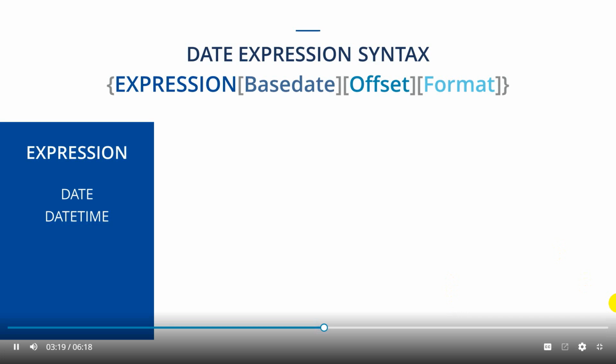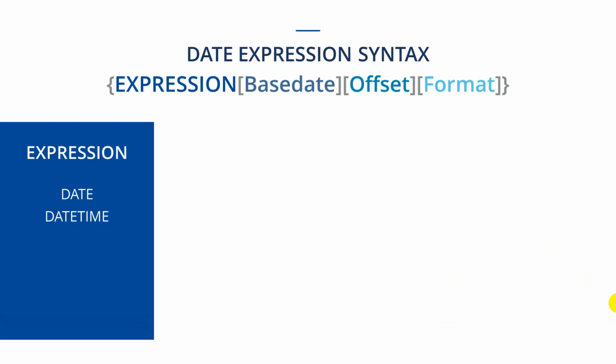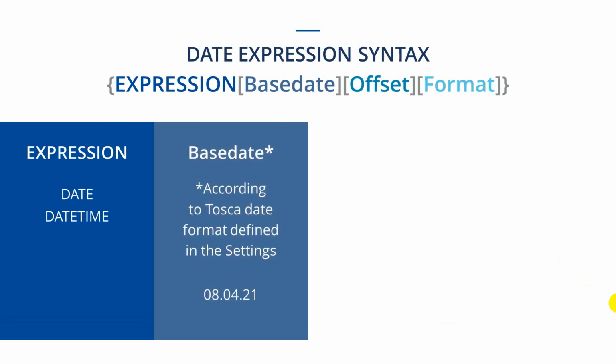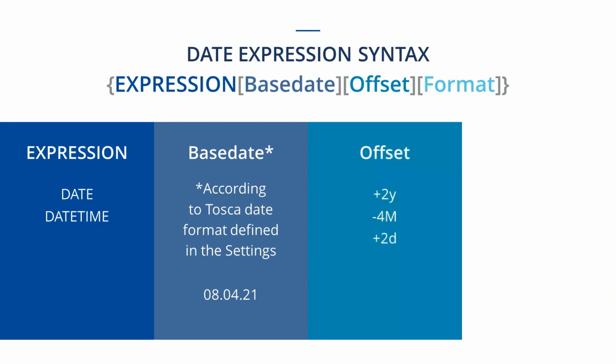Each expression would need to be followed by 3 pairs of square brackets to indicate the base date, the offset, and the format. The base date is the date value in Tosca format. If you don't enter anything into this bracket, Tosca will use the default system date. If you enter a value, Tosca will calculate and format the result using this value as the base. Offset is the value that is added or subtracted from the base date. For example, plus 2y means 2 years in the future. If you don't specify the offset, Tosca will use the base date with no offset.